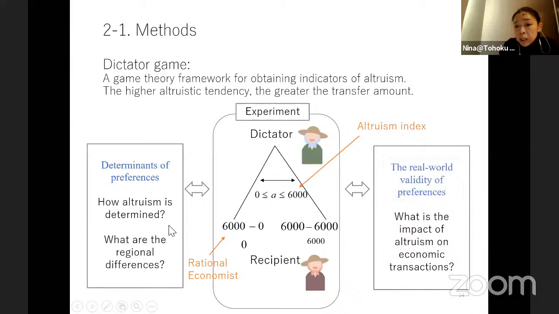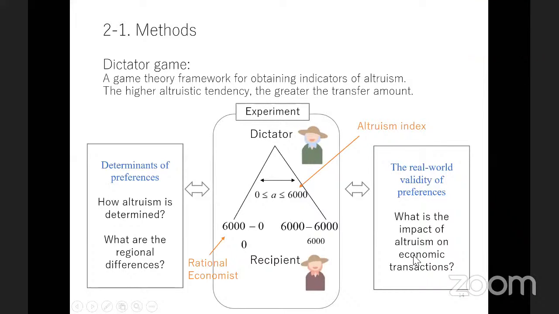And getting this kind of index, we can analyze real world validity. So what is the impact of altruism on economic transactions? For example, loan transactions.